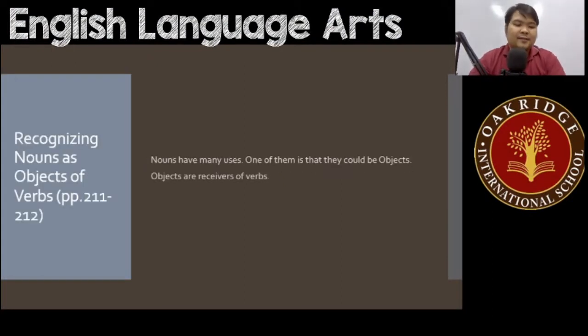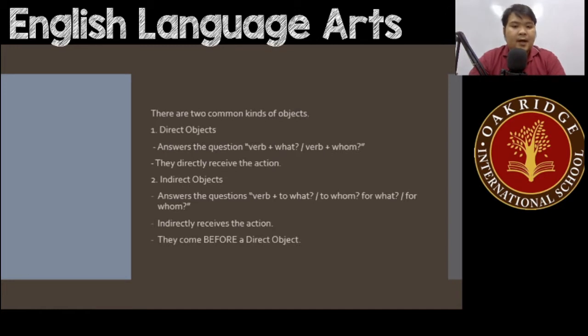Alright, so nouns have many uses. One of them is that they could be objects, and objects are receivers of verbs, right? So there are two common kinds of objects. We have the first one, the direct object, and the second one, indirect object.